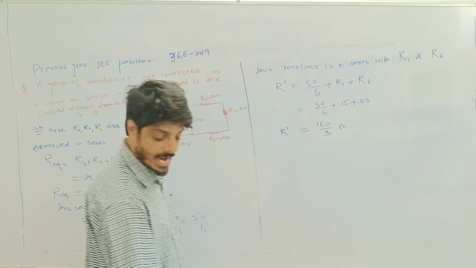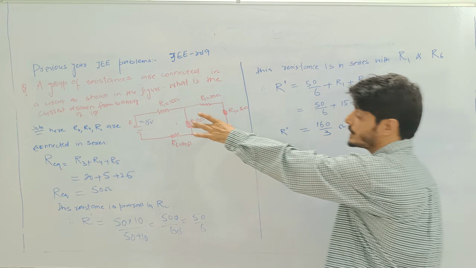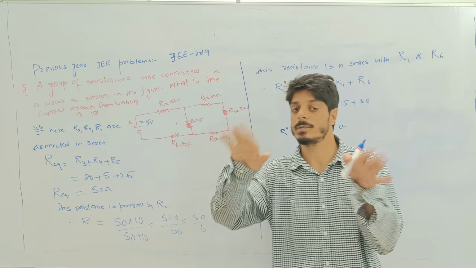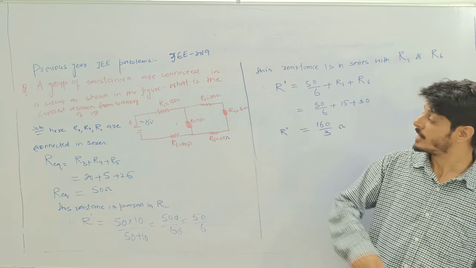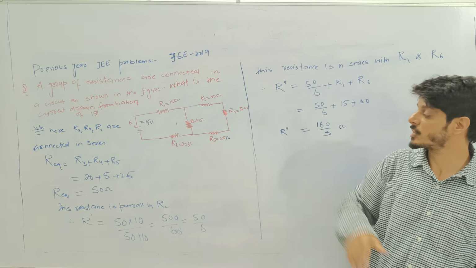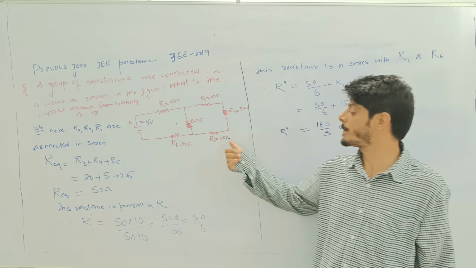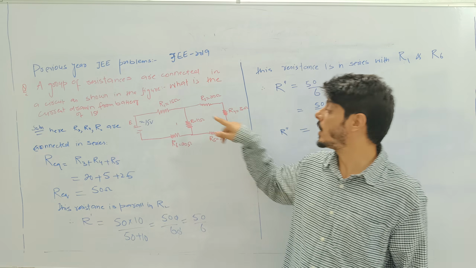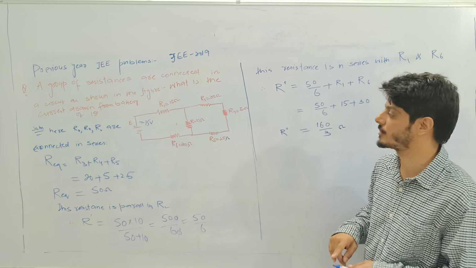So the first thing, there are a series of resistances connected. Some of the resistances are connected in series, some are connected in parallel. If we see the right hand side, the resistance R3, R4, and R5, the third, fourth, and fifth resistances are connected in series. How? Because the same current can flow through all the three resistances, right?